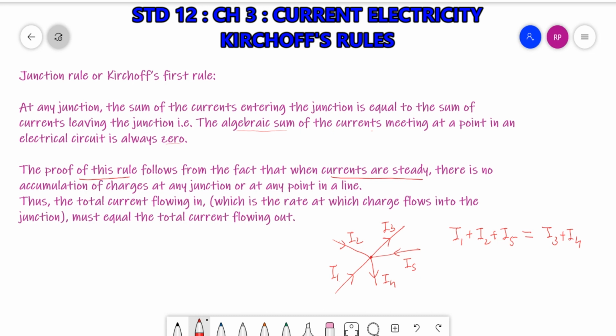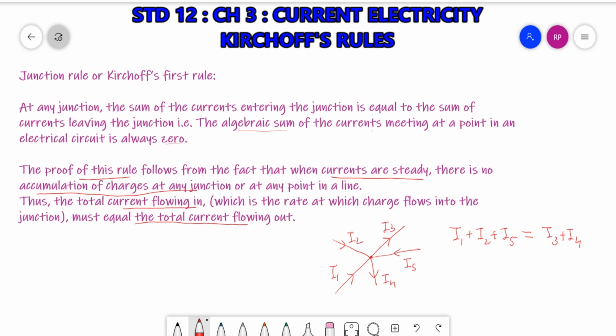Okay. See, the proof of this rule follows from the fact that when the currents are steady, there is no accumulation of charges at any junction. As there is no accumulation of the charges, the rate of flow of charge in which it is entering will be equal to that in which it is leaving, right? The amount of charge entering will be equal to the amount of charge leaving, and also its rate will be the same. So the total current flowing in must be equal to the total current flowing out.